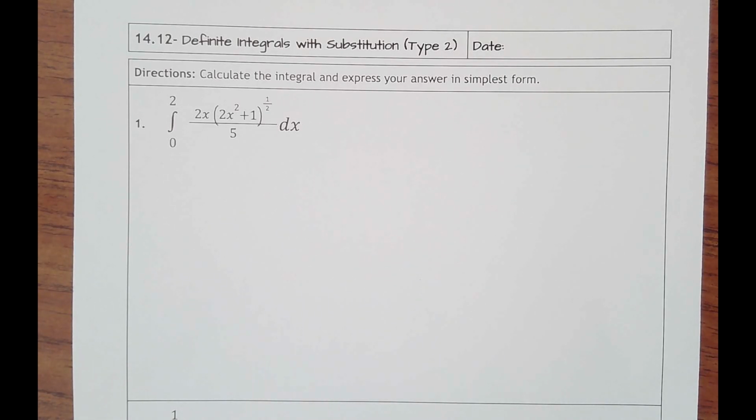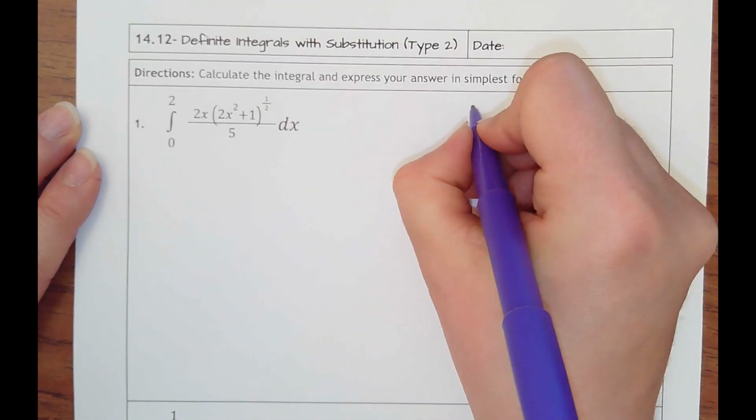Lesson 14.12, definite integrals with substitution type 2. So this is now doing the use substitution completely by yourself and end up getting the area under this function from 0 to 2. This is kind of a lengthy process, but let's start by what we know.